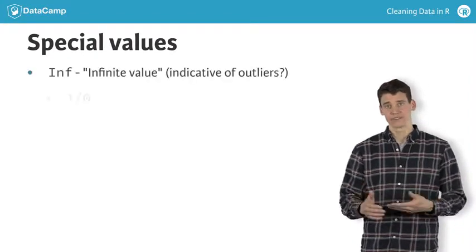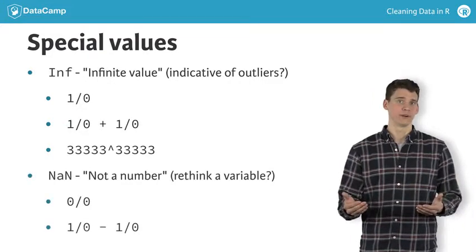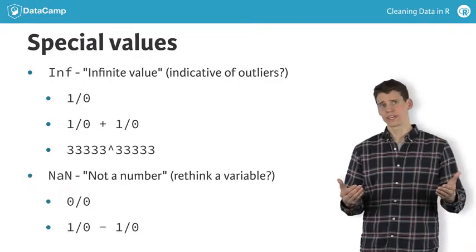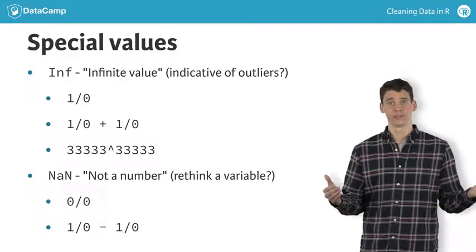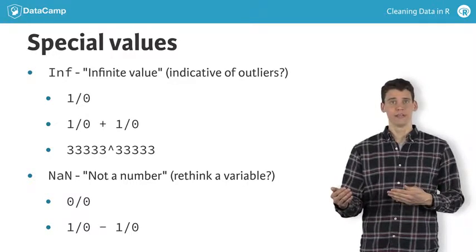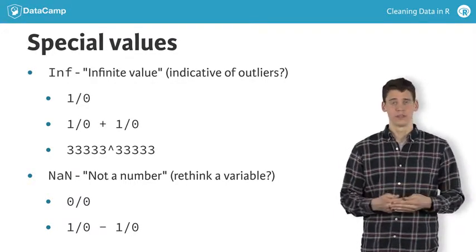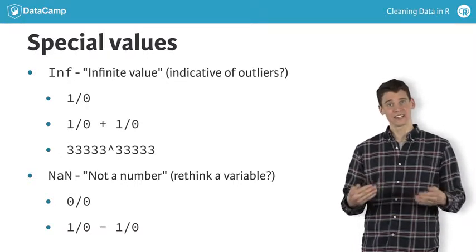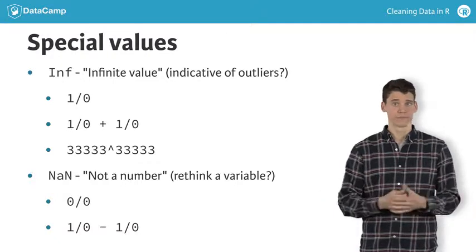These are Inf for infinity and NaN for not a number. The former may occasionally, but certainly not always, be indicative of extreme outliers in your data, while the latter may mean you need to think through how something is being computed. You might ask, am I accidentally dividing something by 0 in my data?